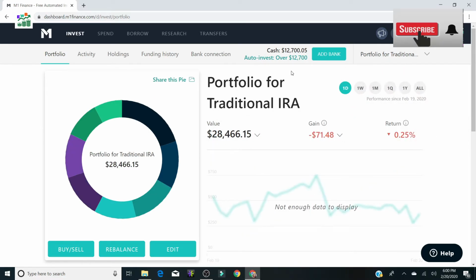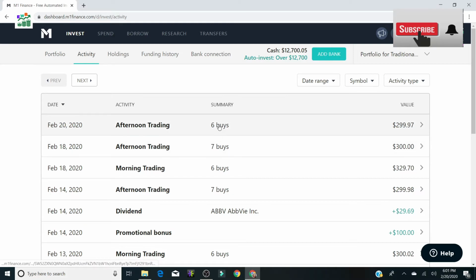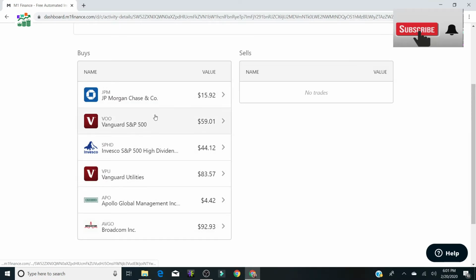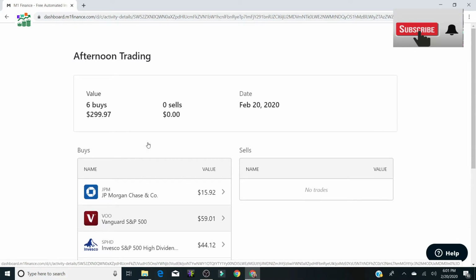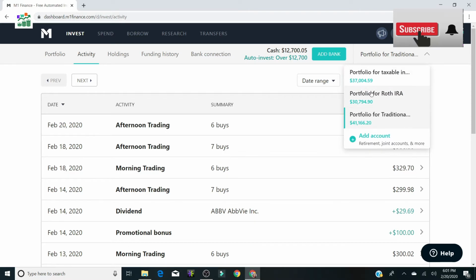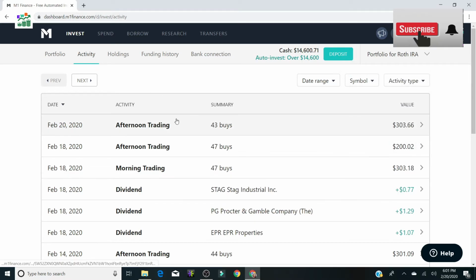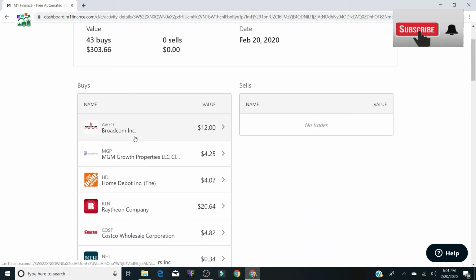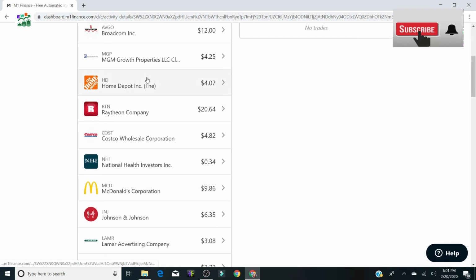I still put my dollars in cash to work. I put almost $300 into each account and purchased different holdings at different prices. For the traditional IRA, I had 6 buys, $299.97. I have a total of 8 holdings in this account, so it bought 6 holdings in this account. And then for my Roth IRA account, it had 43 buys. I have a total of 47 holdings. I allocate about $300 to buy at different prices for different stocks.